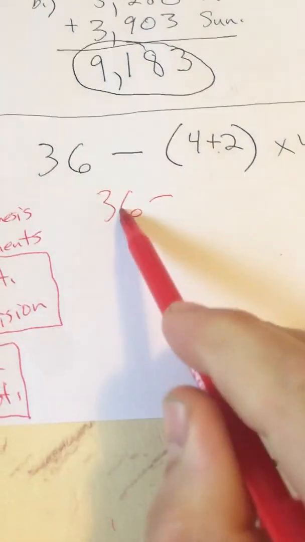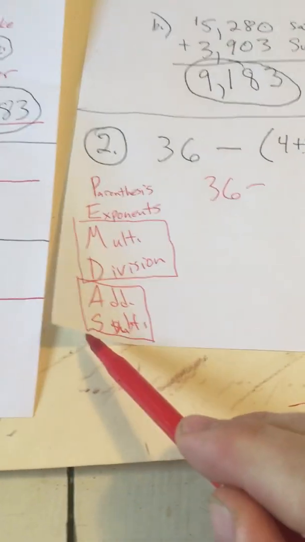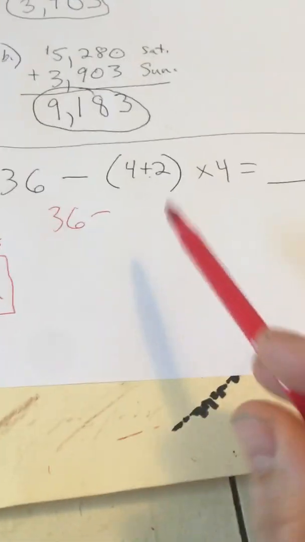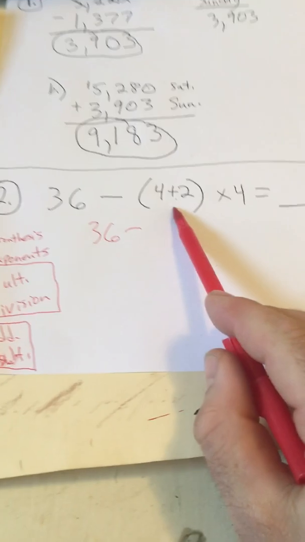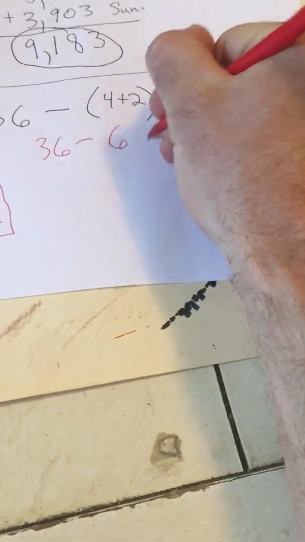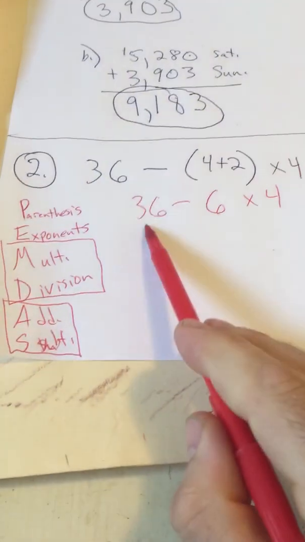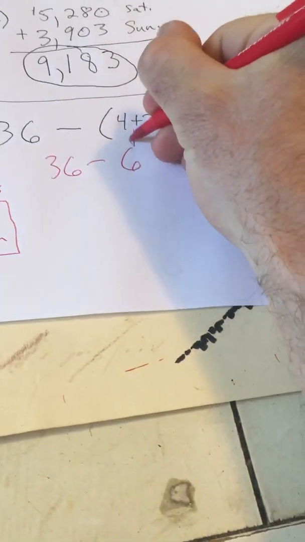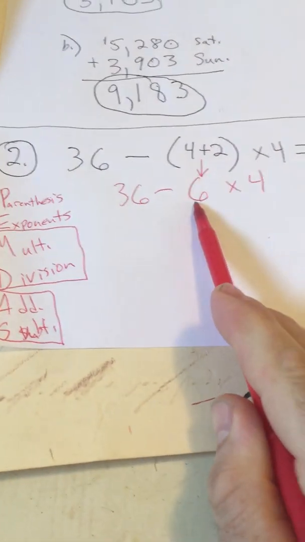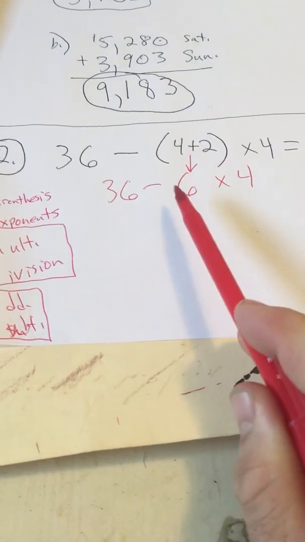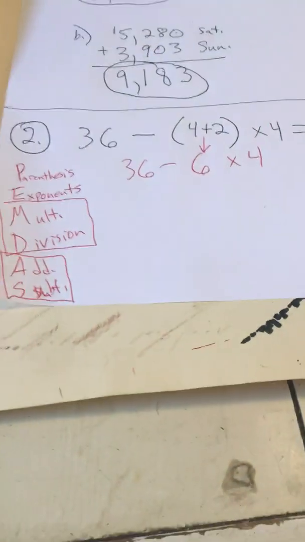So I'm just going to rewrite 36 minus, because we're not doing this subtraction yet, since that's way down later with the addition and subtraction. We're doing the parentheses first. 4 plus 2 is 6. And then I'm just going to rewrite the rest of it. So 36 minus, the only thing I've done so far is that 4 plus 2 is 6, so we have 36 minus 6 times 4.